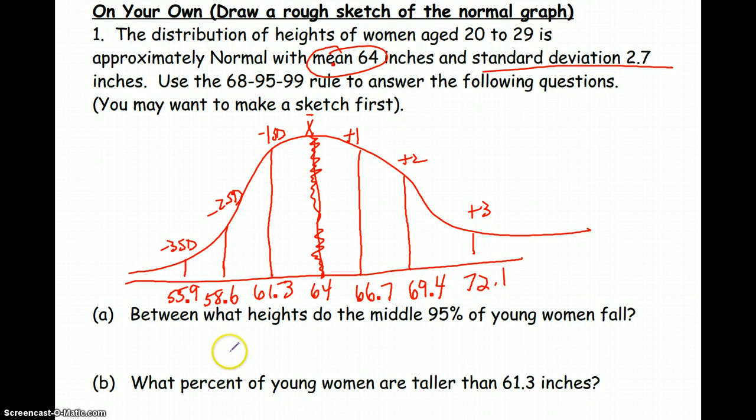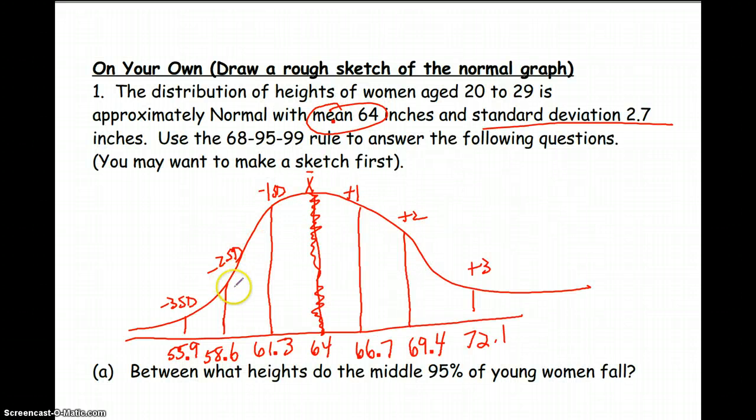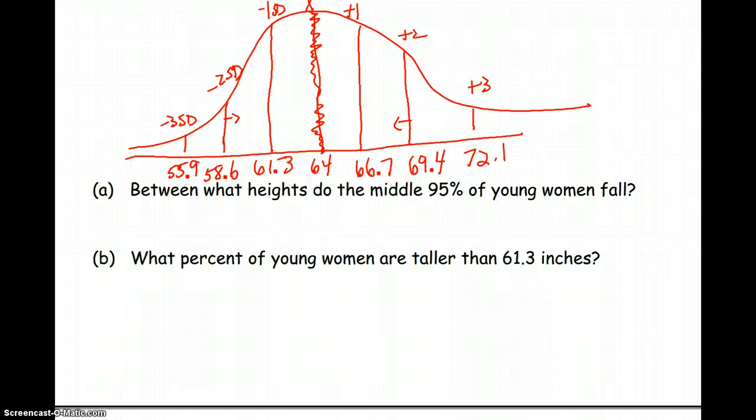And then on A, between the heights of, do the middle 95% fall. So if you remember this, the middle 95%, this was 13.5, this was 13.5. So looking at ours, our middle 95 would start here, be between these two values. So we could say that the middle 95 would be 58.6 is where it starts, and that's to 69.4, and that was inches.